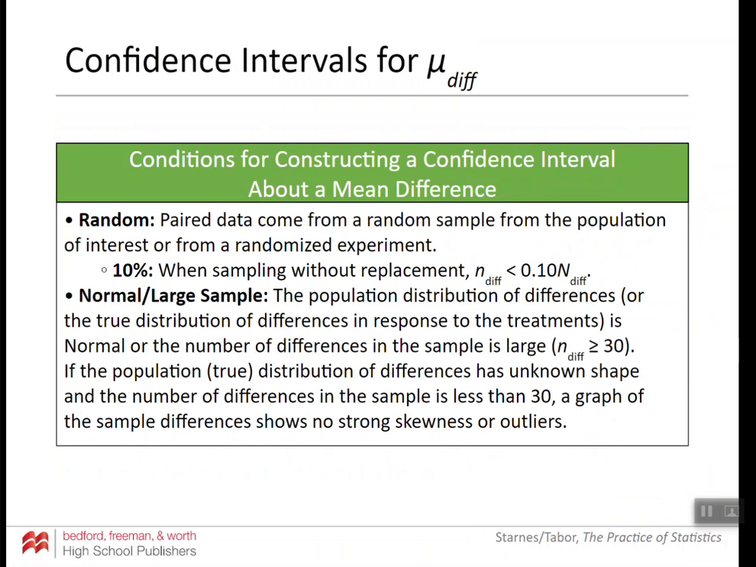So either the population distribution of differences is normal, or the number of differences, or the number of pairs, is greater than or equal to 30. If the population distribution of differences has an unknown shape and the number of differences in the sample is less than 30, you need to create a graph. Make sure there is no strong skewness or outliers, which is what we did in the twin study. We had a dot plot of the differences.